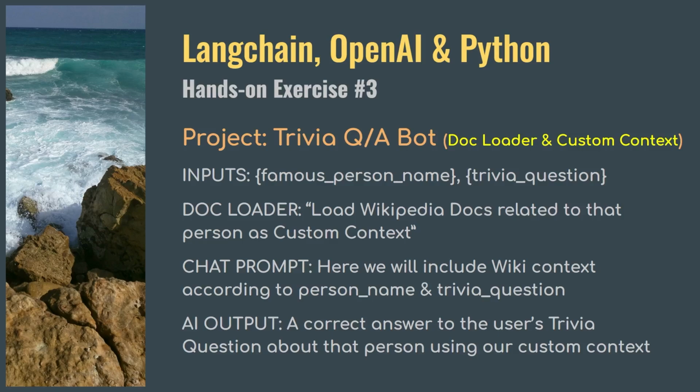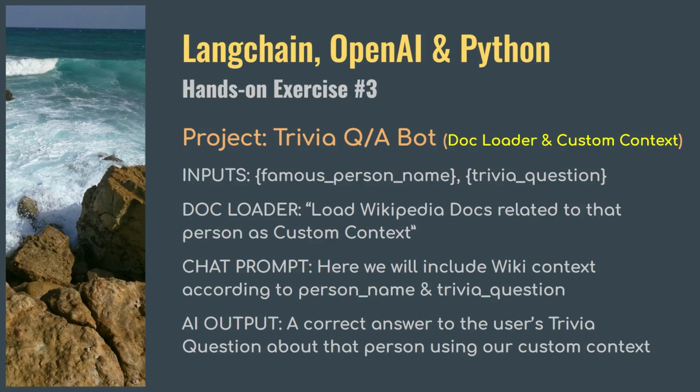In this video, we create a trivia QA bot using LangChain DocumentLoader, providing our AI with some custom context to help the accuracy of its response. Here, we take two inputs from the user, a famous person name and a trivia question regarding that person. Then we use the Wikipedia library and LangChain WikipediaDocumentLoader to collect information about that specific person and use the data as a context for our AI QA bot.